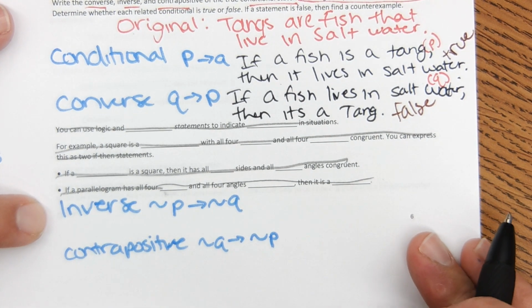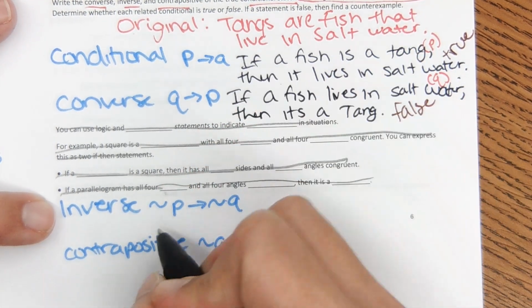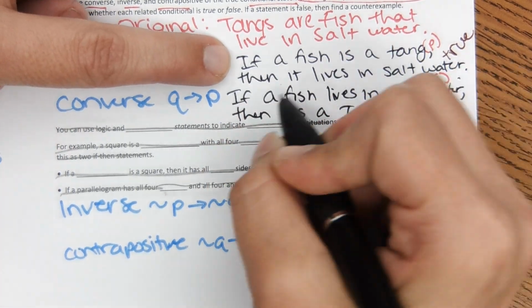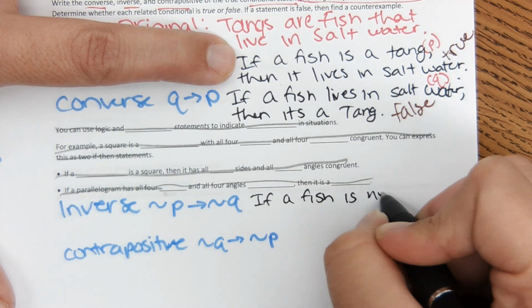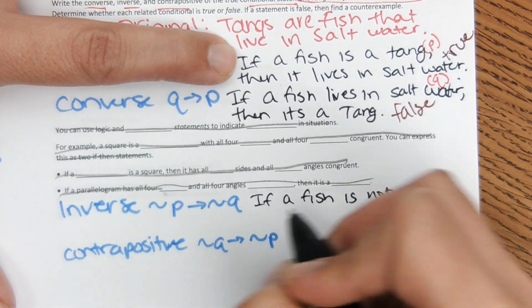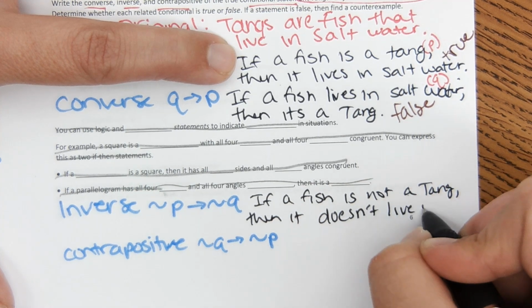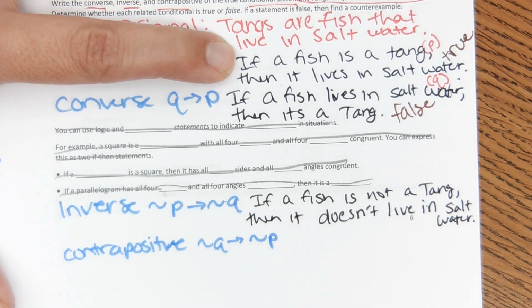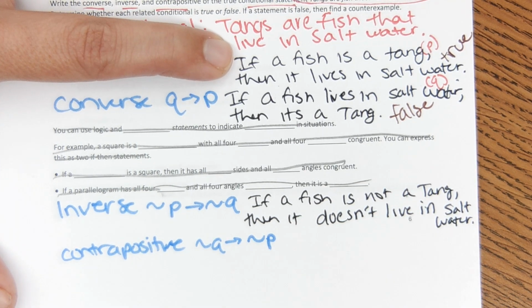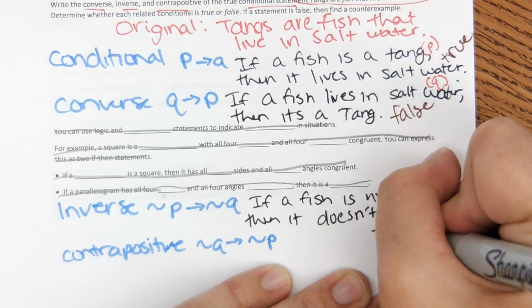Then inverse, not P, not Q. So what we're going to do is go up to our conditional and just use this statement, but put not P, not Q. So if a fish is not a tang, then it does not live in salt water. Well, that's not true either because a lot of fish live in salt water, not just tangs. So that is false.